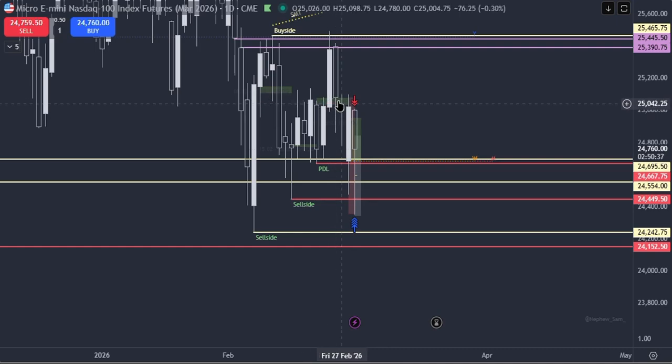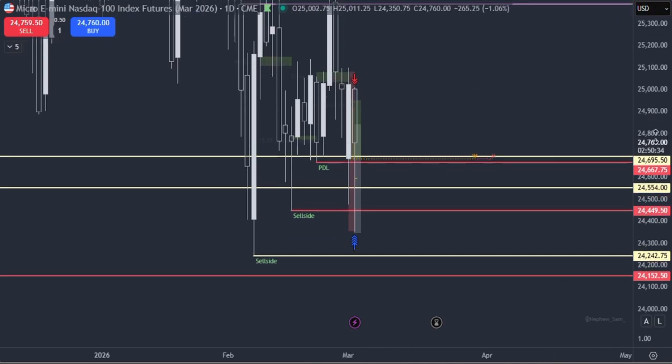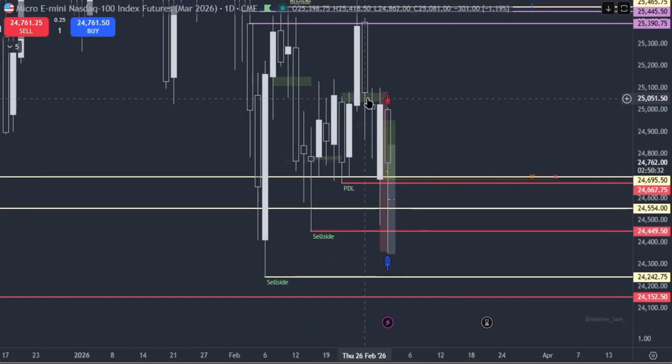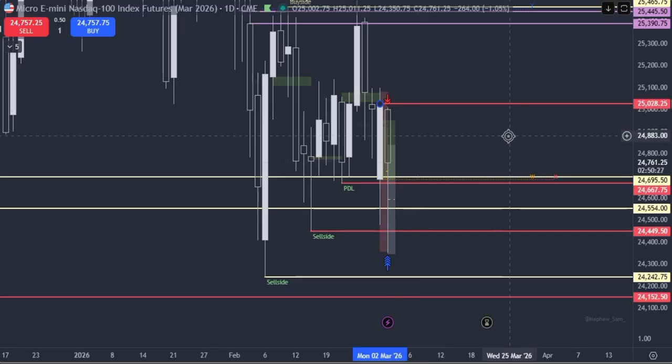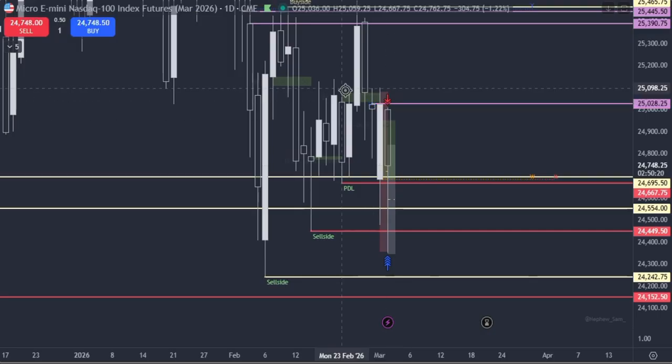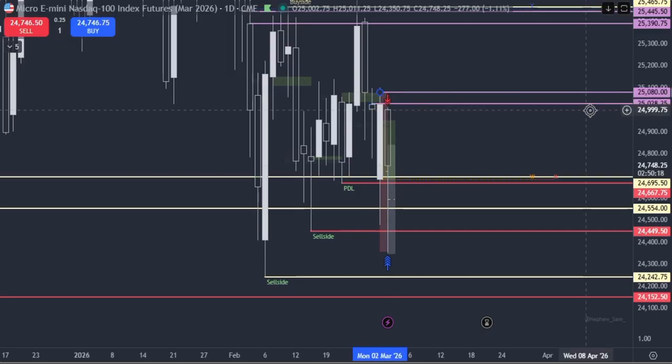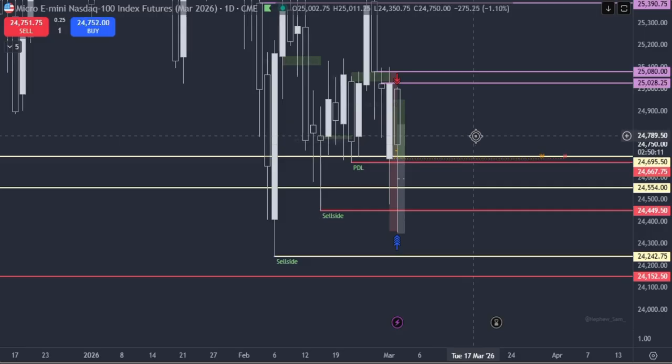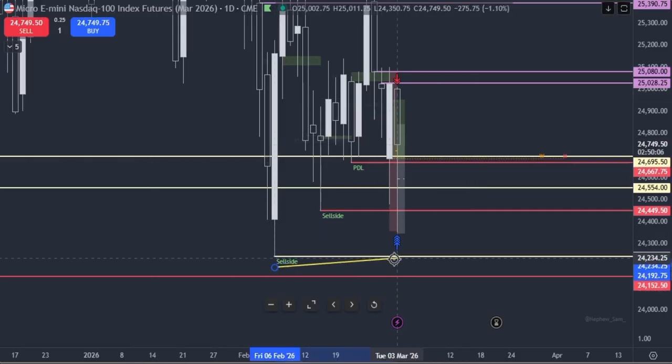We have a daily volume imbalance right here. You see this? So this is something to eyeball. I'm gonna put a purple. And then I have another one right here. This gap here is a volume imbalance on the daily time frame. So we have this low that was swept, so I'm going to mark it as SMT.